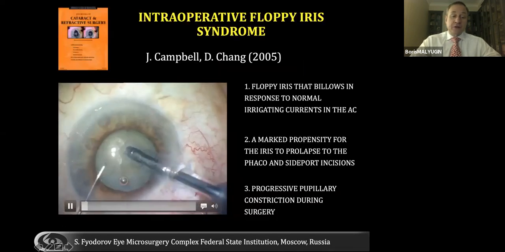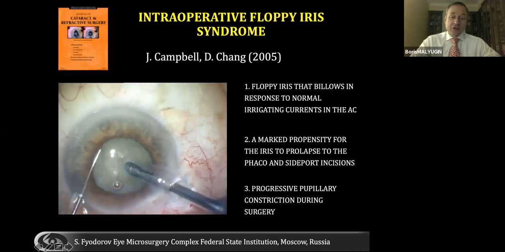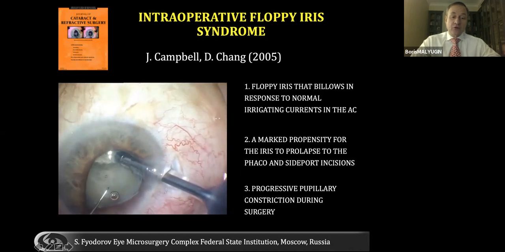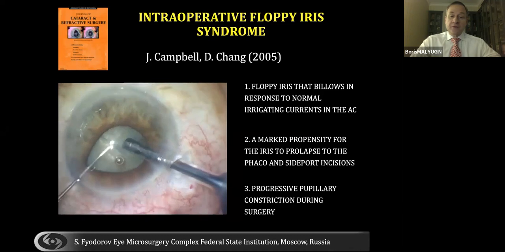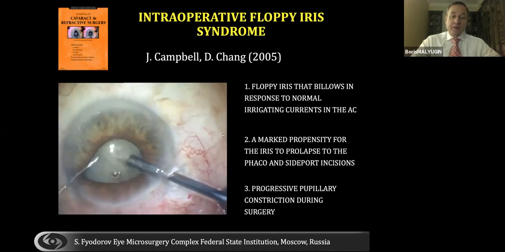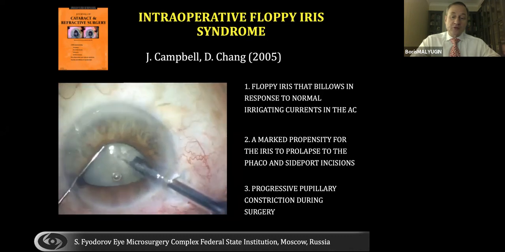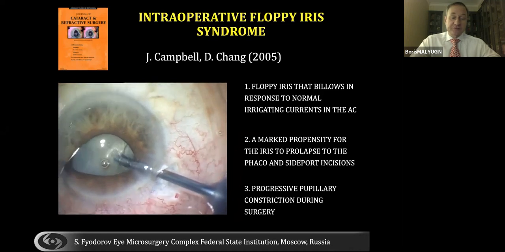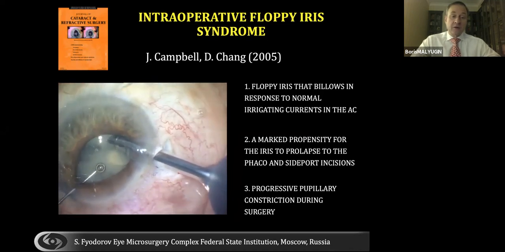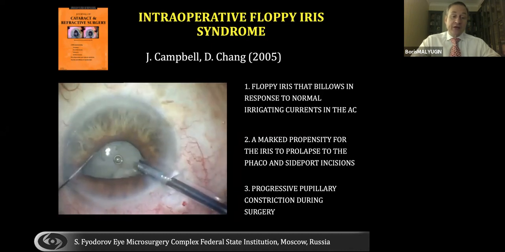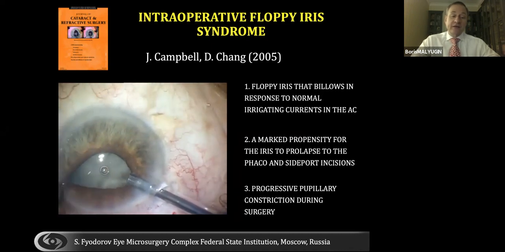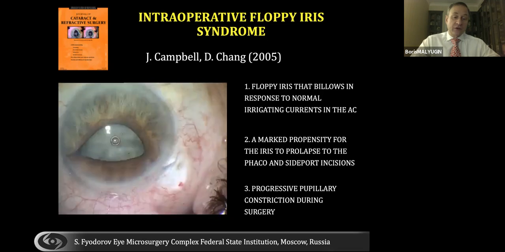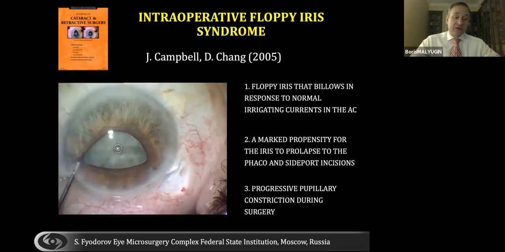And this is one of the clinical cases showing how the pupil starts to constrict throughout the procedure, and there is a propensity of the iris to prolapse into the phaco and side port incisions. This is a progressive pupillary constriction during surgery, with billowing of the iris, which is fluctuating under the irrigating currents. And obviously we need to do something here in order to avoid complications and issues in that case.